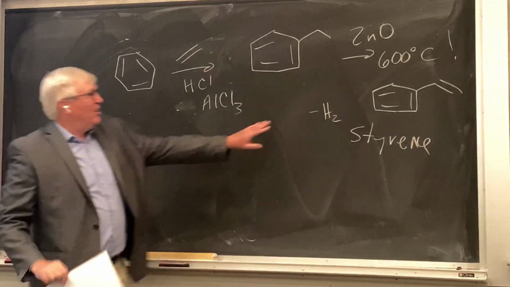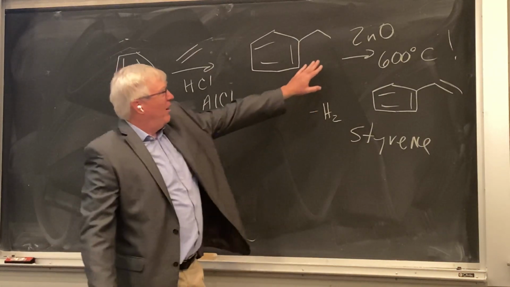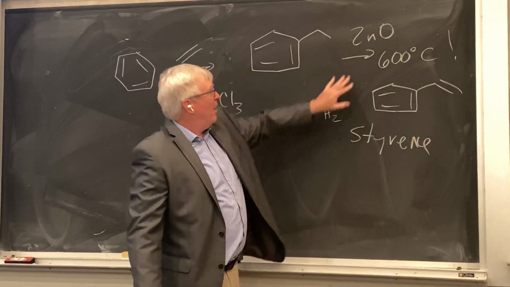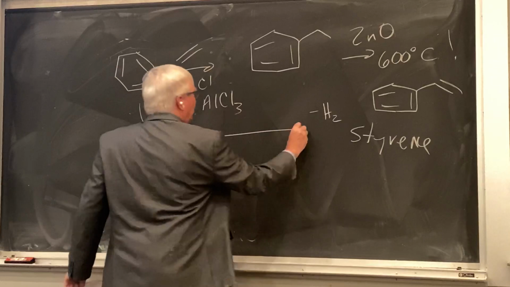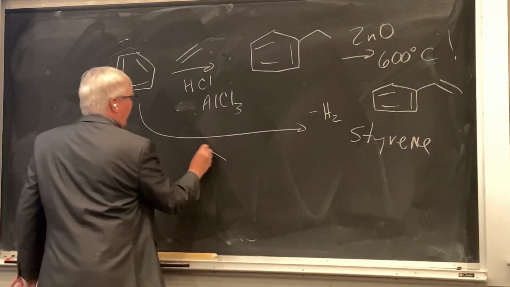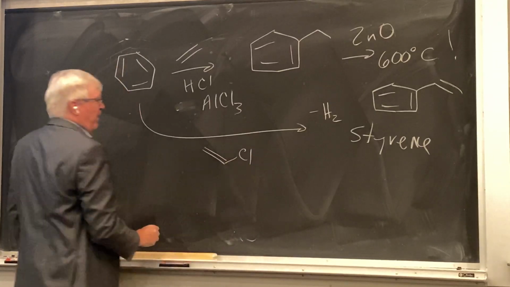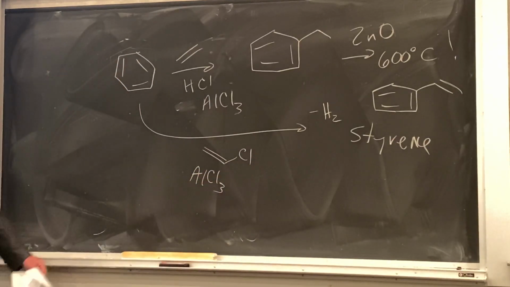But it's a dehydrogenation reaction, similar to hydrogenation with palladium. In fact, other catalysts will do this. But don't worry about that. But this points out, how come we can't go directly from benzene to styrene? What would we need? We'd need a vinyl chloride and aluminum chloride. Why can't we just do that? I said it was limited to sp3 alkyl halides. Why not this?